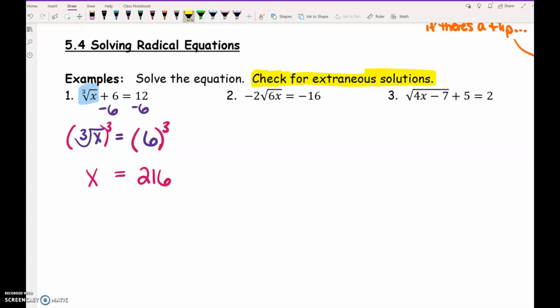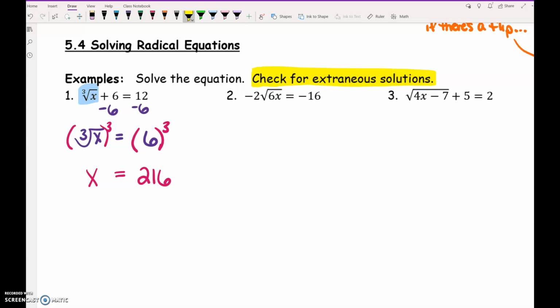Check for extraneous solutions. Check for extraneous solutions basically means there's a chance that in the process of solving these equations, we are going to get a solution that appears to work, but does not actually work in the original equation. Now, this is typically only when we're dealing with square root or fourth root or sixth root, because can we do the square root of negative numbers? No. And if we take the square root of something, it's going to equal a positive number, not a negative number.